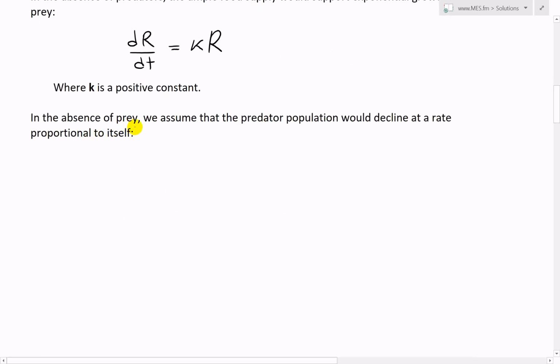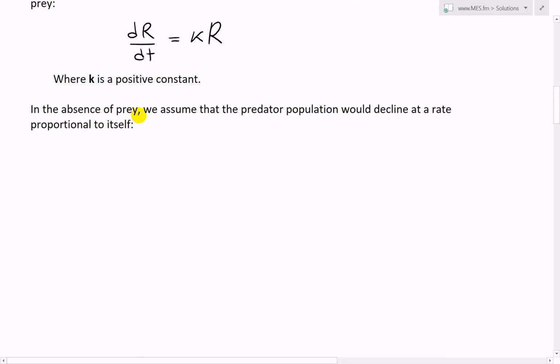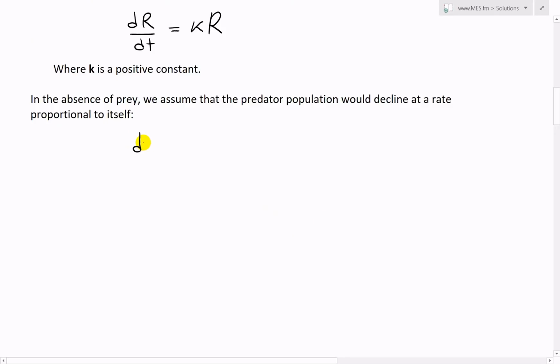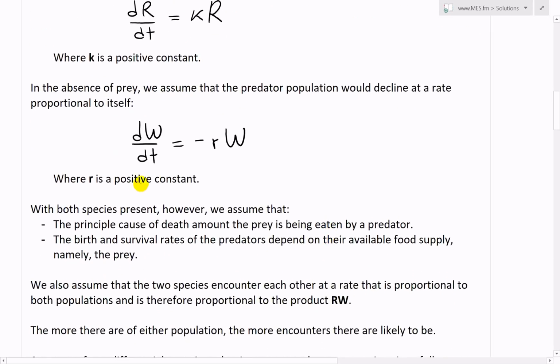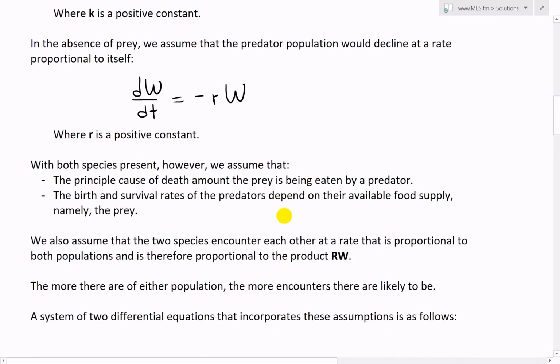In the absence of prey, we assume that the predator population would decline at a rate proportional to itself. In other words, if there's no food to eat because it's eating the prey, it will just die off eventually. So we'll model that, assuming there's no prey or no food supply, as the growth rate of the wolf population, or the predator, is equal to negative r, a constant, times its population size, dW over dt equals negative r W. Again, this constant r is a positive constant. As you can see, the negative is just to enforce that it's declining in our model.